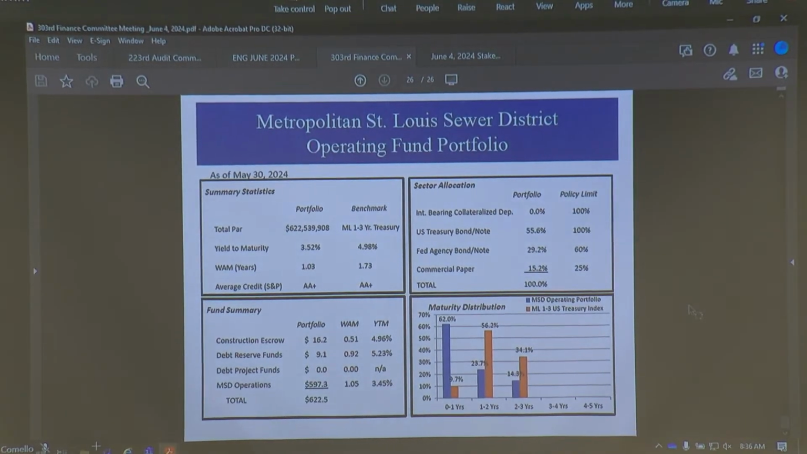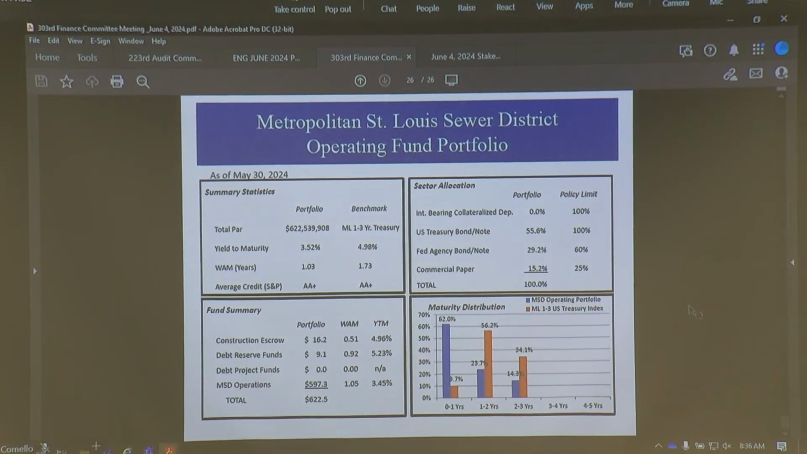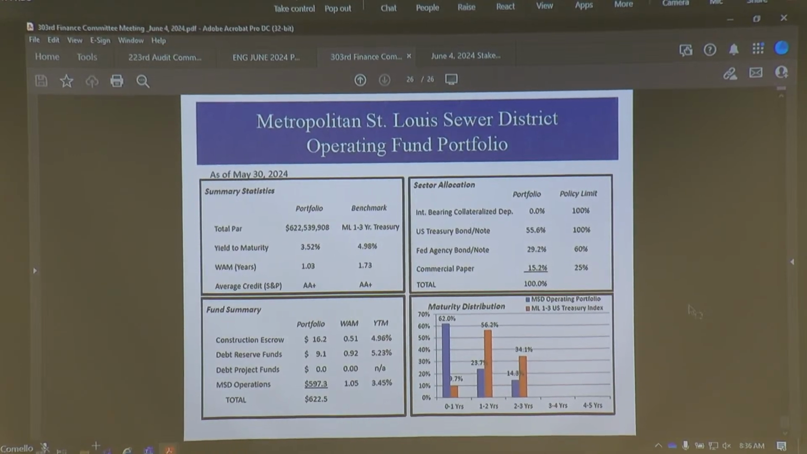Those investments had been out there for a couple of years, were set when rates were lower. So everything that matured this month averaged about 2.7%, and the new investments we made this month were about 5.3%. So we saw a nice spike in our yield to maturity of our portfolio. It jumped a little over 30 basis points. So our portfolio now has a yield of about 3.5.